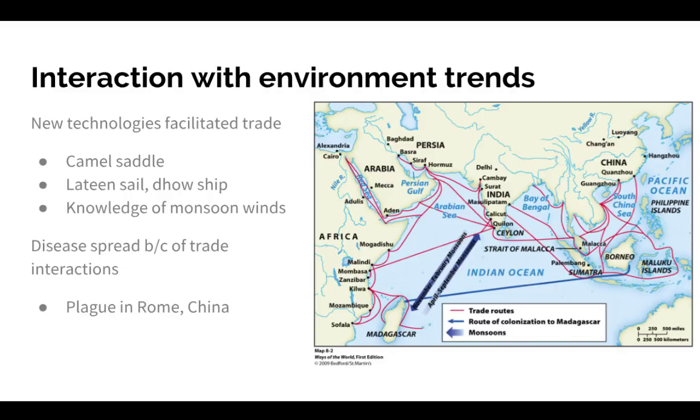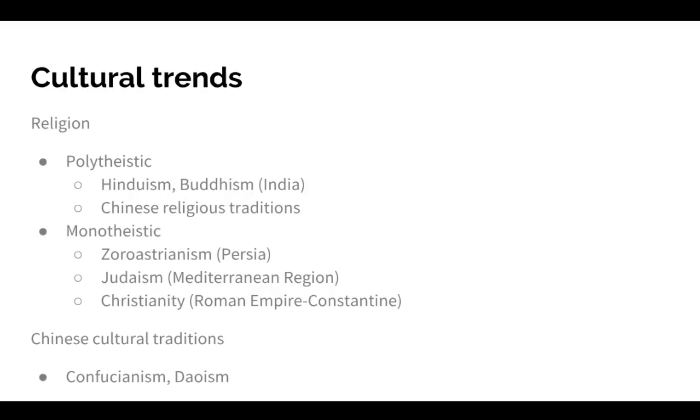And then we have the beginnings of these trade interactions spreading epidemic disease, and there were outbreaks of the plague in the Roman Empire and in China during the Classical Era. This is not the Black Death, which was much later and more devastating, but it does remind us that these outbreaks of disease did pop up fairly frequently throughout world history.